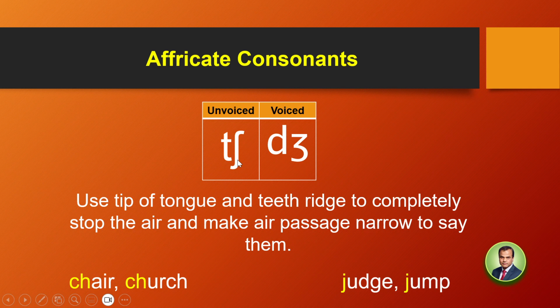So ch, j. In words like chair and church, the ch will be indicated by this symbol. And in words like judge and jump, the j will be indicated through this symbol if you look up these words in any dictionary that contains IPA.